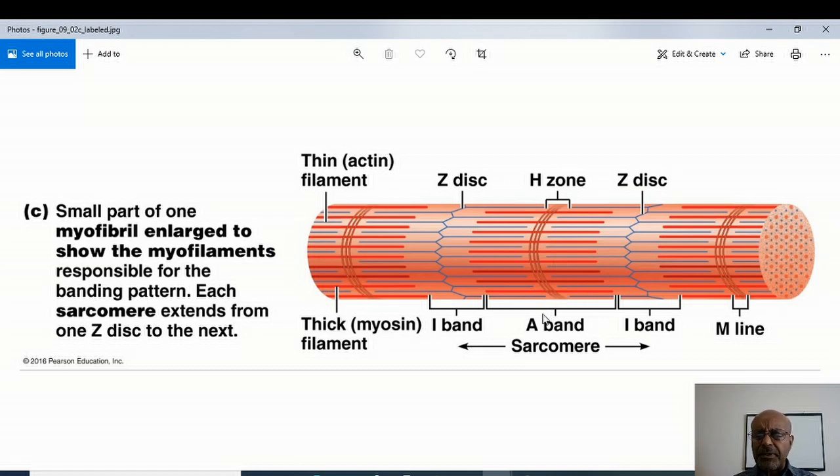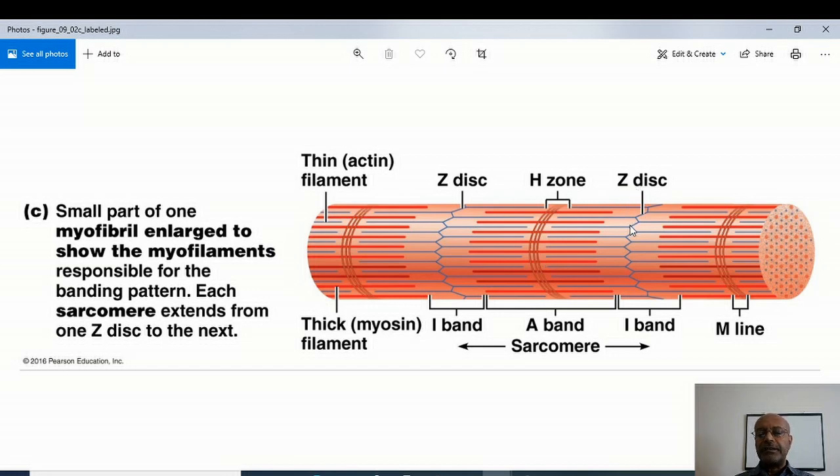How will you remember this? An easy way to remember is, do you think letter I is skinny or letter A? To me, letter I looks skinnier than letter A. So where you have thin filaments only, you call it the I band, in which the letter I is skinny, whereas the more chubby letter A is used to name the part of the sarcomere which consists of thick filaments.